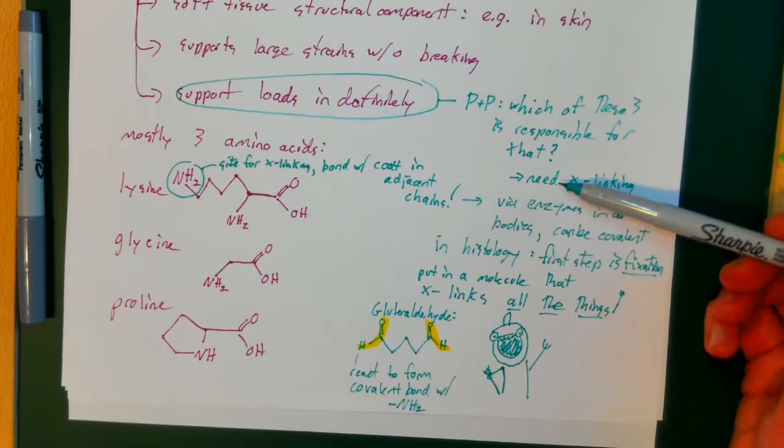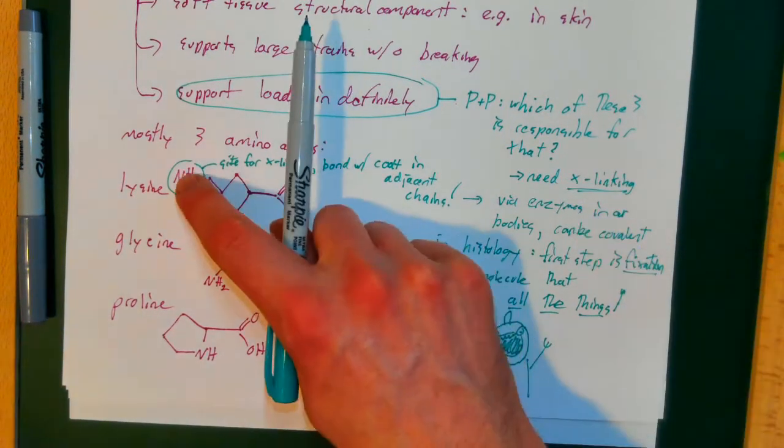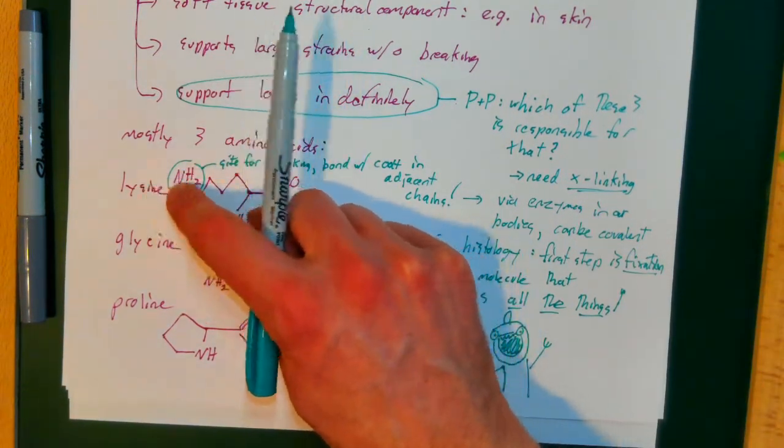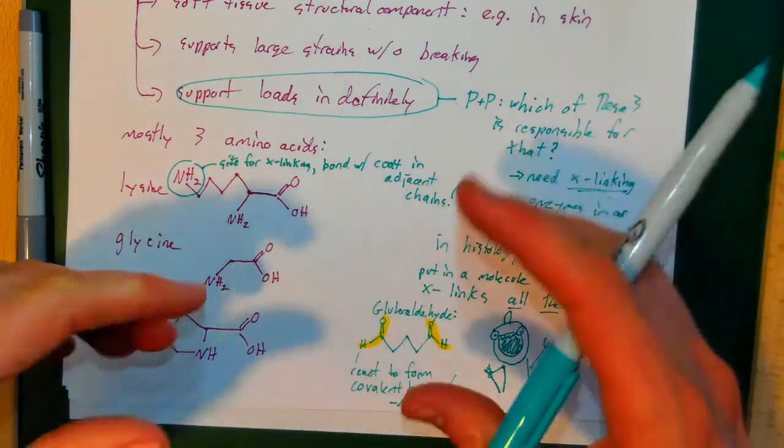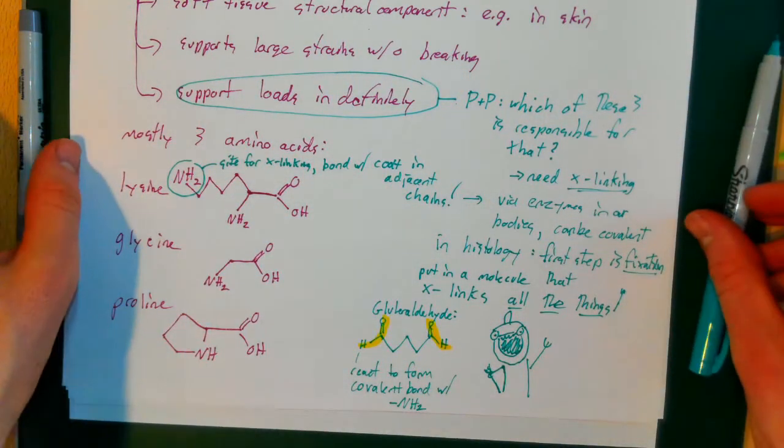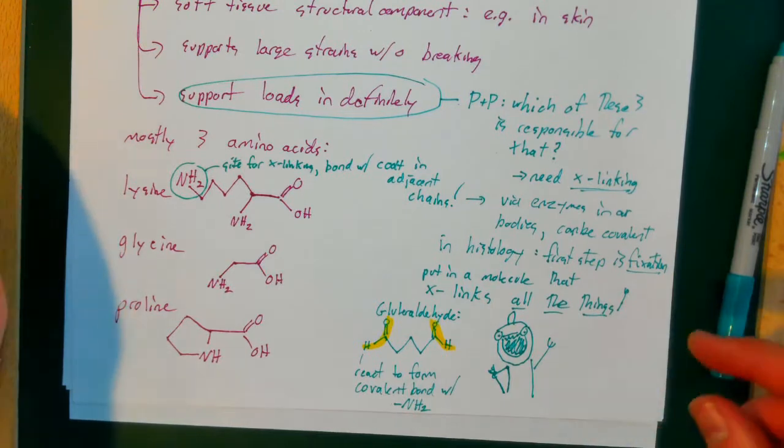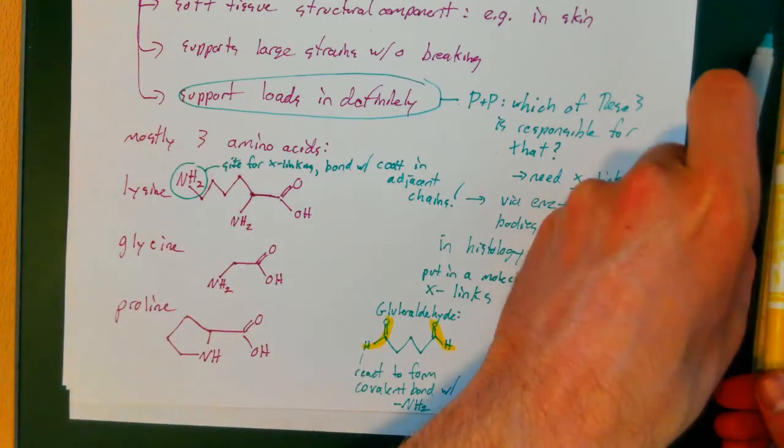Our body takes a more subtle approach where it enzymatically cross-links some, but not all, of the lysines to things on adjacent chains. So there we have it here.